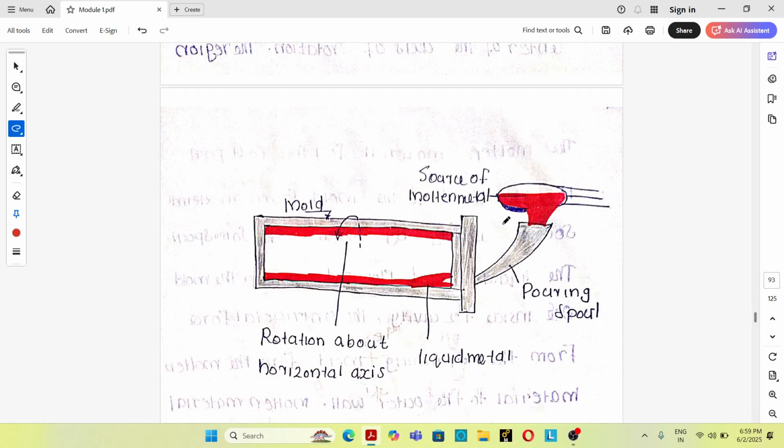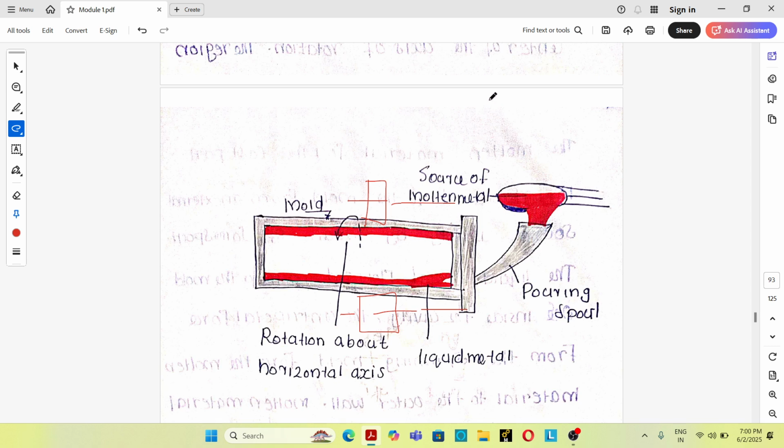See, this is a figure of the true centrifugal casting process. In true centrifugal casting, the mold is rotated by means of rollers in horizontal or vertical direction. So here rollers will be used for rotating the mold, either in vertical or horizontal direction. In this figure, the mold is rotating in horizontal direction.